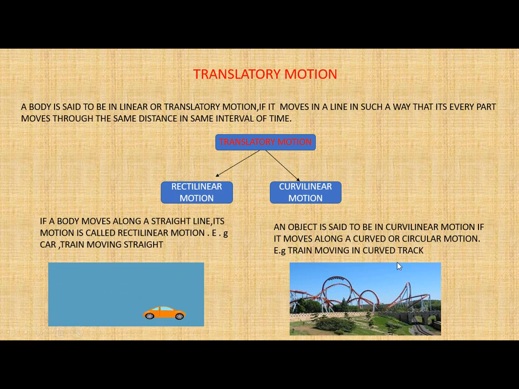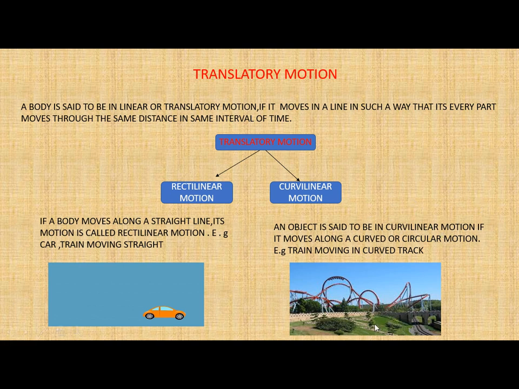And now we will see what is curvilinear motion. An object is said to be in curvilinear motion if it moves along a curved or circular path. An example of this is, suppose you are traveling in a train, you must have seen that sometimes the tracks are curved, especially whenever you are crossing a hill or some higher region, you can see that the train has a curved path. Then this can be called curvilinear motion.